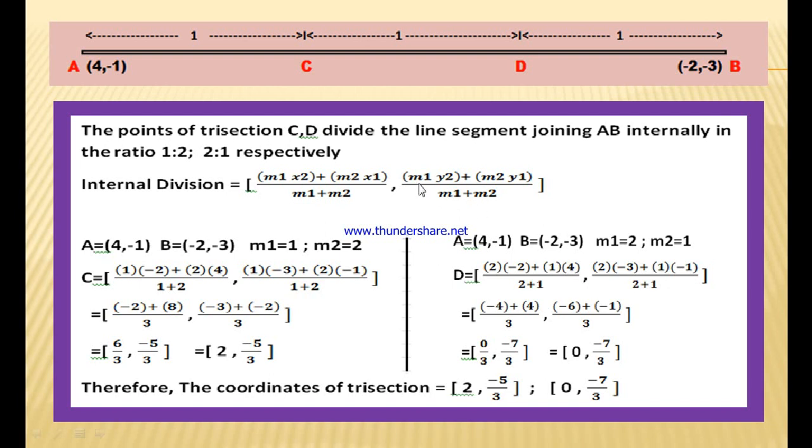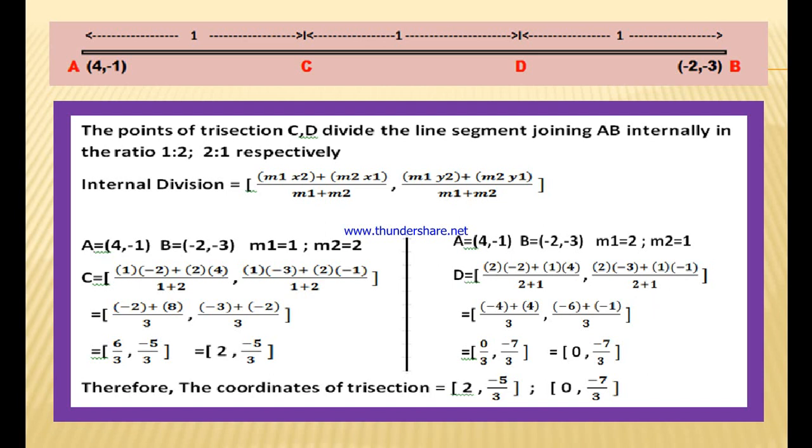Now y coordinate, m1 y2, m1 is 2 into y2 is -3, 2 into -3, plus m2 into y1, m2 is 1 into y1 is -1, by m1 plus m2, 2 plus 1. Now let us simplify this. 2 into -2 is -4, 1 into 4 is 4, by 2 plus 1 is 3. 2 into -3 is -6, 1 into -1 is -1, by 2 plus 1 is 3.